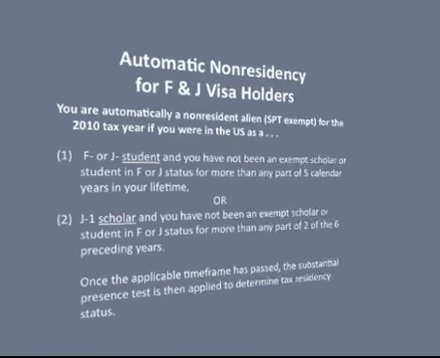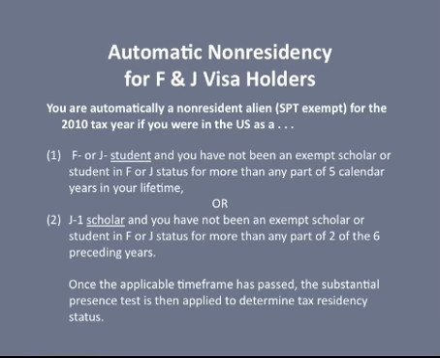Students and scholars in F or J status receive special treatment under U.S. tax law. Individuals in these immigration categories automatically qualify for non-resident alien status for a specific period of time. It is not until after this time frame has passed that they must apply the substantial presence test and determine if they are resident aliens for tax purposes. How long does this special exception apply?